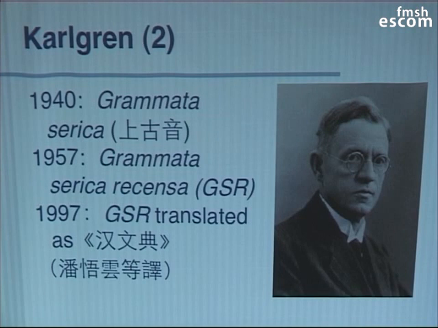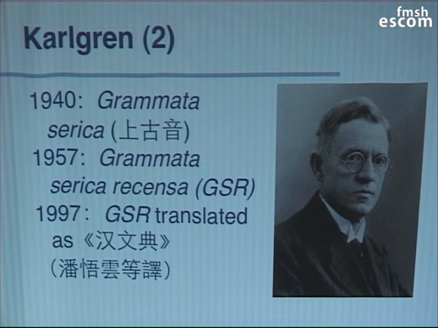In 1940, he published Grammata Serica. What he'd done before was on Middle Chinese, and also included a kind of dialect survey and looked at the so-called Sino-Xenic loanwords. But this was now an attempt at what he called archaic Chinese, which is what we call Old Chinese. In 1940, there was a review of the book by Zhao Yuanren in the Harvard Journal of Asiatic Studies, which makes interesting reading. Partly in response to that, though he might not have admitted it, is a revision of Grammata Serica in 1957 called Grammata Serica Recensa, or GSR. That has been translated also.